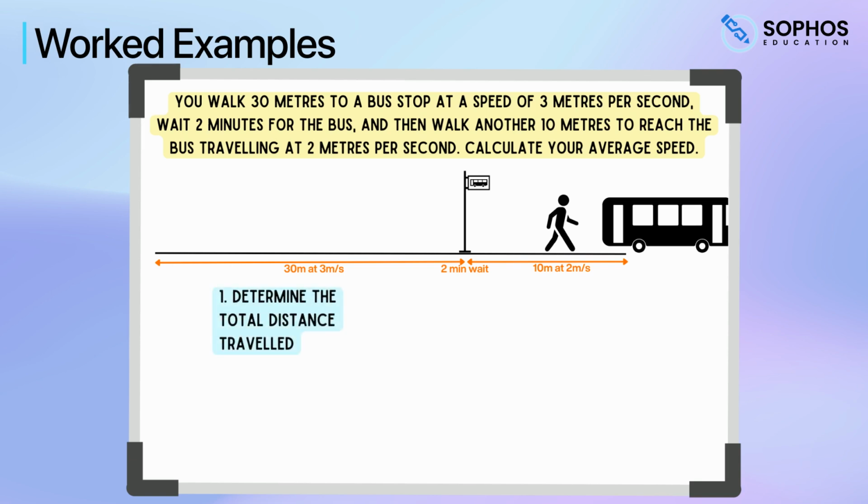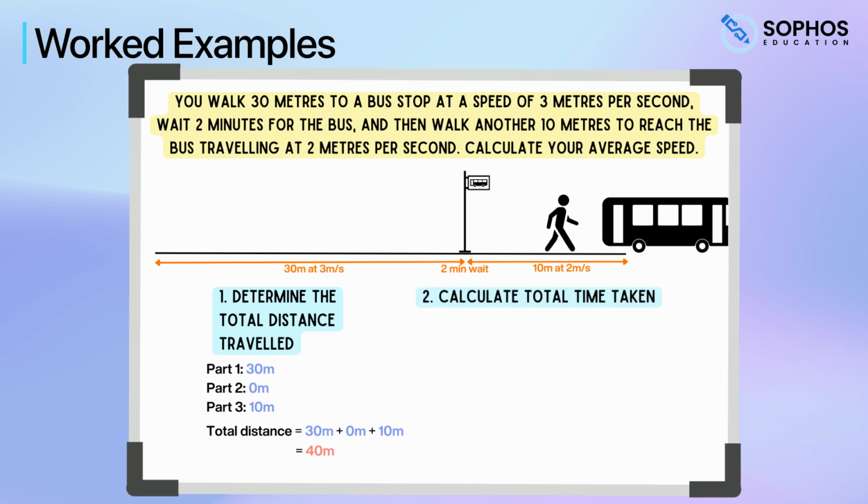First, we determine the total distance traveled. In the first part, you traveled 30 meters. In the second part, you travel 0 meters as you are waiting. In the third part, you travel 10 meters. Hence, the total distance traveled is 30 meters, plus 0 meters, plus 10 meters, which equals 40 meters. Next, we have to calculate the total time taken.